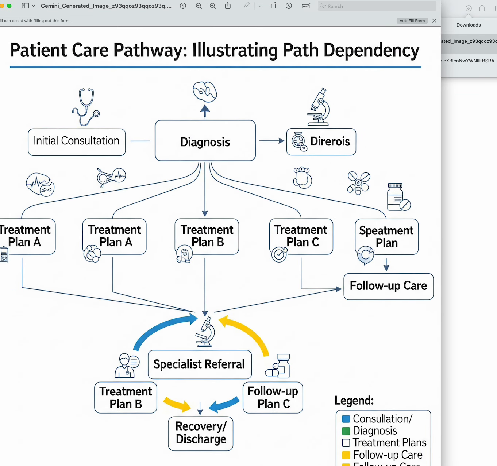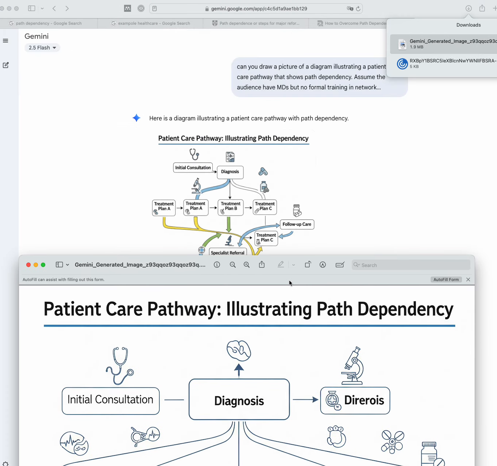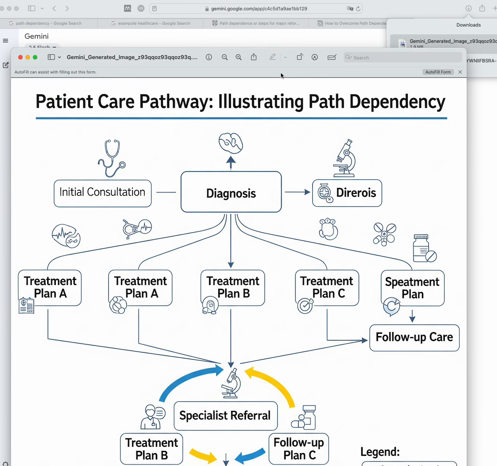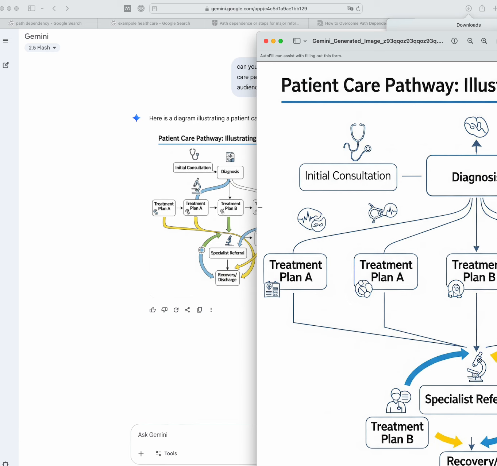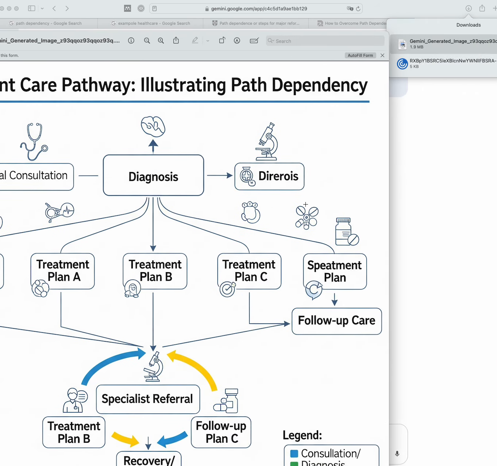It shows us this. These two figures are not in fact the same. If you look, you can see that there's thick lines here and thin lines there, and the microscope doesn't exist here. Let's not even get to how you can have treatment plan A also lead into treatment plan A, and the arrows are gone. And then even just in terms of spelling, what is a Speetman plan?